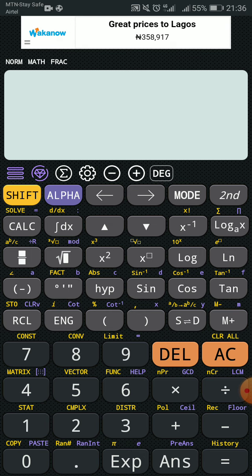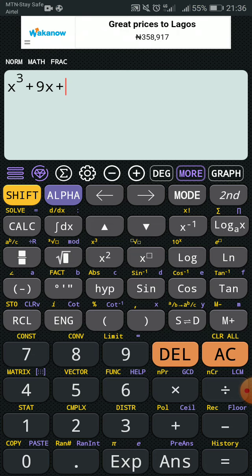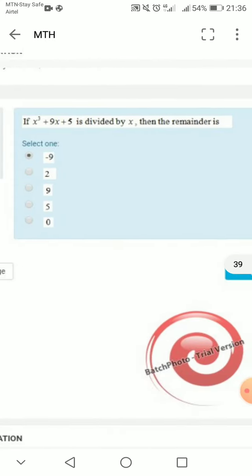Here you have alpha x cubed, plus 9 alpha x, then 5 plus 5. So we are dividing it by x equal to 0. So what we'll do is calc, then we'll write 0. Our x is 0. We'll write 0, then press equal to. So the answer to that question is 5. Okay, that's how you answer such question.